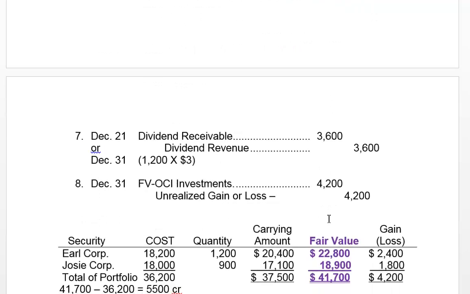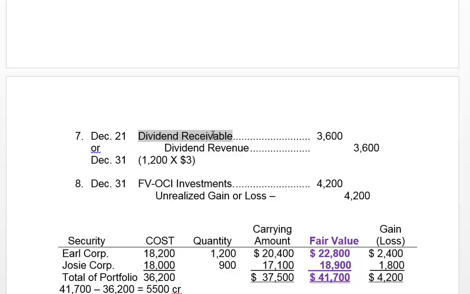So now, what happened next? It said here, at December 21st, Earl Corporation declared a $3 per share dividend to be paid in the next month. Now, they don't give us a date when we made the journal entry, but we know they declared at that date. So most students would probably debit dividends receivable and credit dividend revenue. Why? Because it was on December 21st that Earl declared the cash dividend. But we don't necessarily know when the company will accrue it. So I'm assuming that you would do it on December 21st. Some people might do it on the 31st, which is the last day of the period.